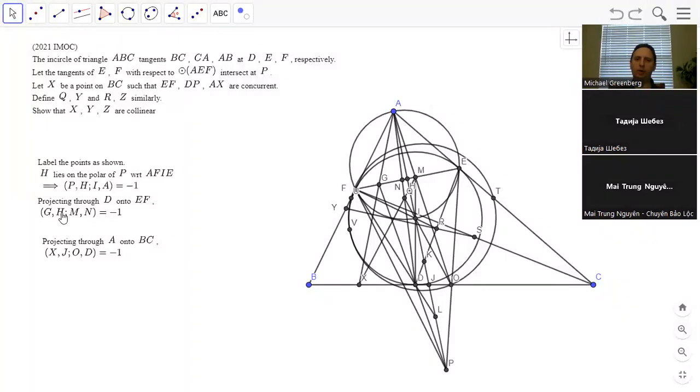Maybe we can do something else with GHMN. Maybe not. We have 7 minutes left. We could try a super easy problem in 7 minutes if you guys want. But I don't know if we'll solve this one.